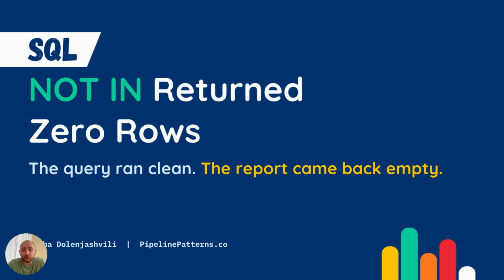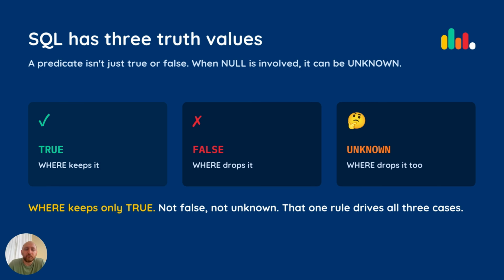Okay, one rule before I show you the bug. In SQL, a comparison doesn't just come back true or false. When null gets involved, there's a third answer, unknown. And here is the bit everyone forgets. Where doesn't keep false rows. Sure, you know that. But it doesn't keep unknown rows either. It keeps true and only true. It's the whole trick behind today's bug.